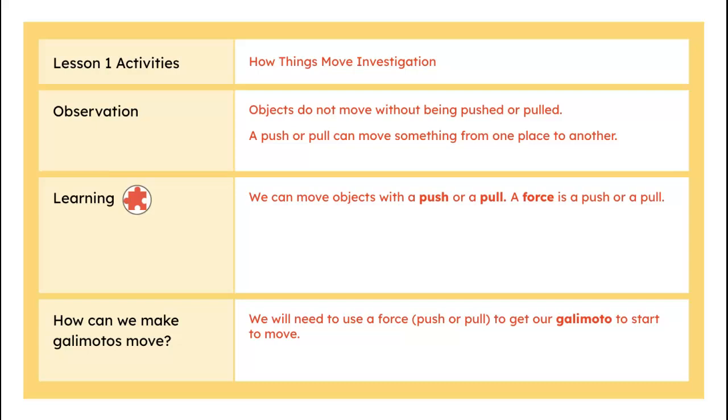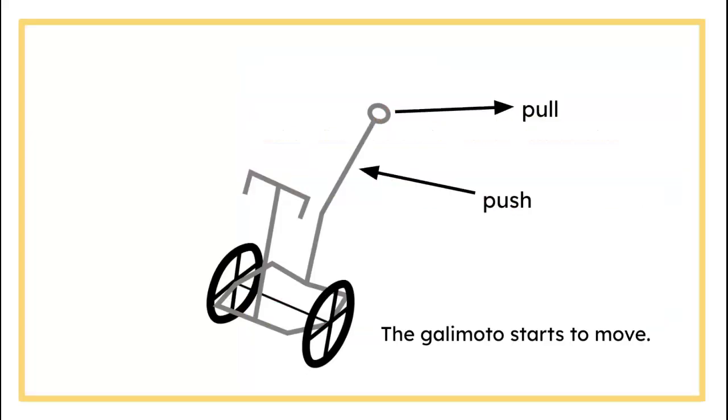You'll create a class data table so that students can recognize patterns across each group's data. You'll use the discussion to create the Lesson 1 summary chart. By the end of the discussion, students should understand that we will need to use force, a push or a pull, to get our Galimoto to start to move. Adding a diagram or drawing can help with student understanding.